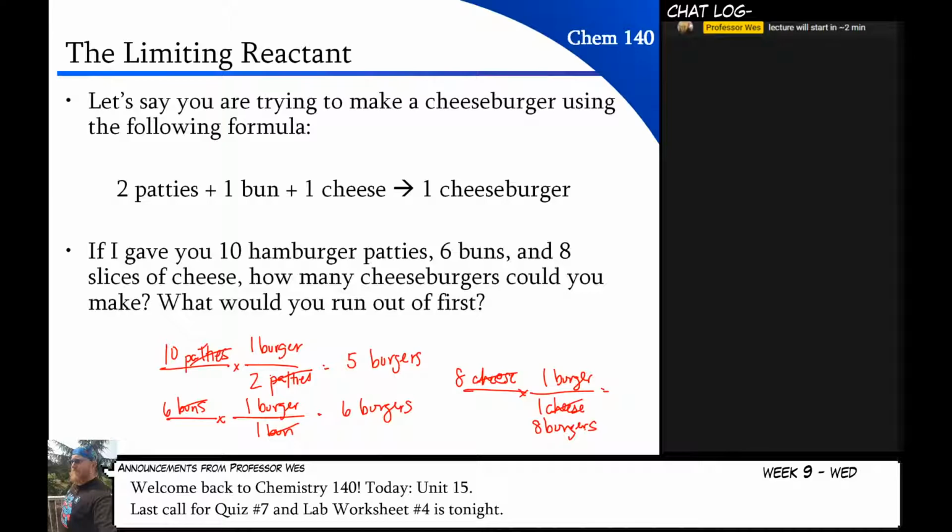Now, each time you do this calculation, it is, again, assuming that you have abundance of all of the other things. But in reality, you don't. So you could see here that the patties limited the number of burgers that I can make. So these are the limiting reactant.